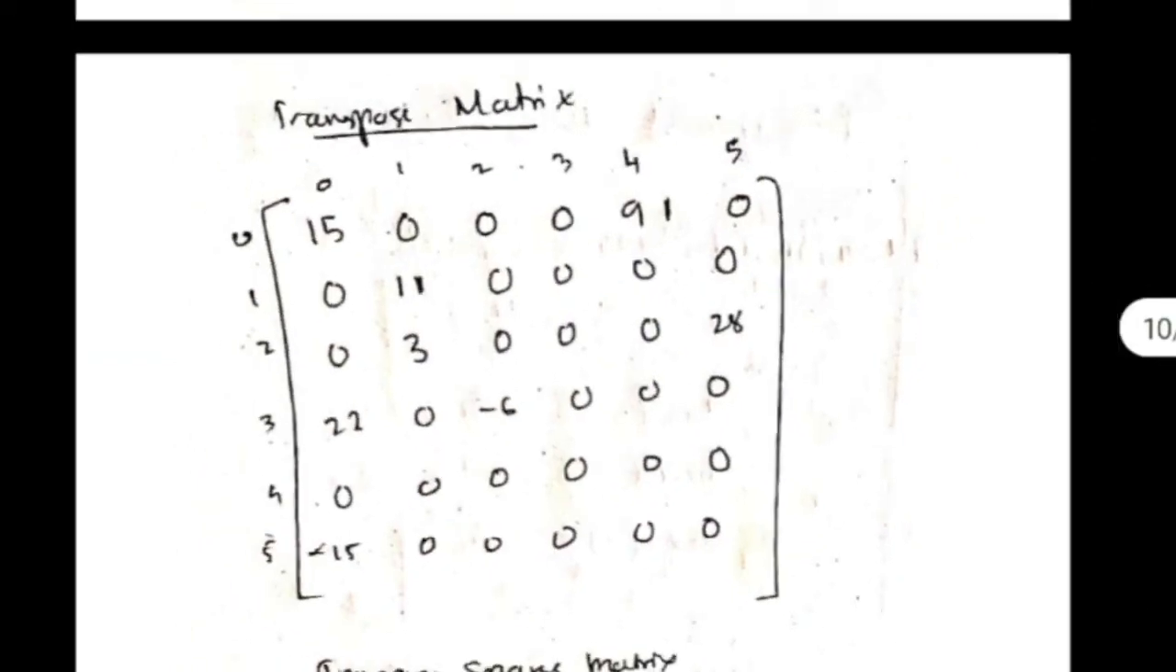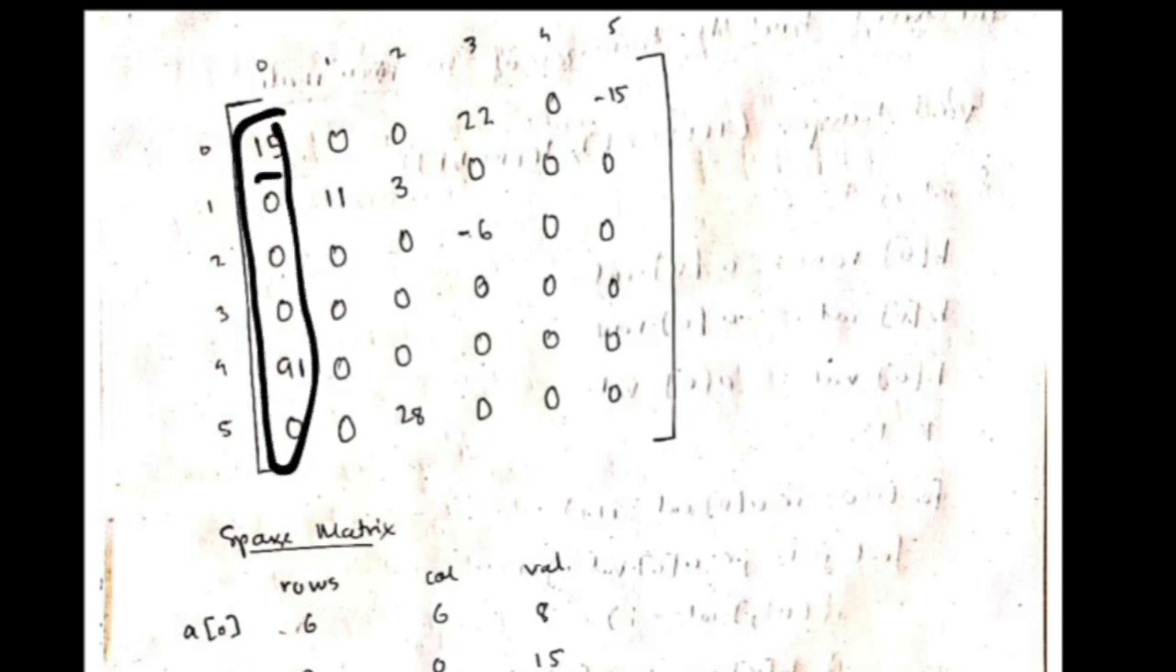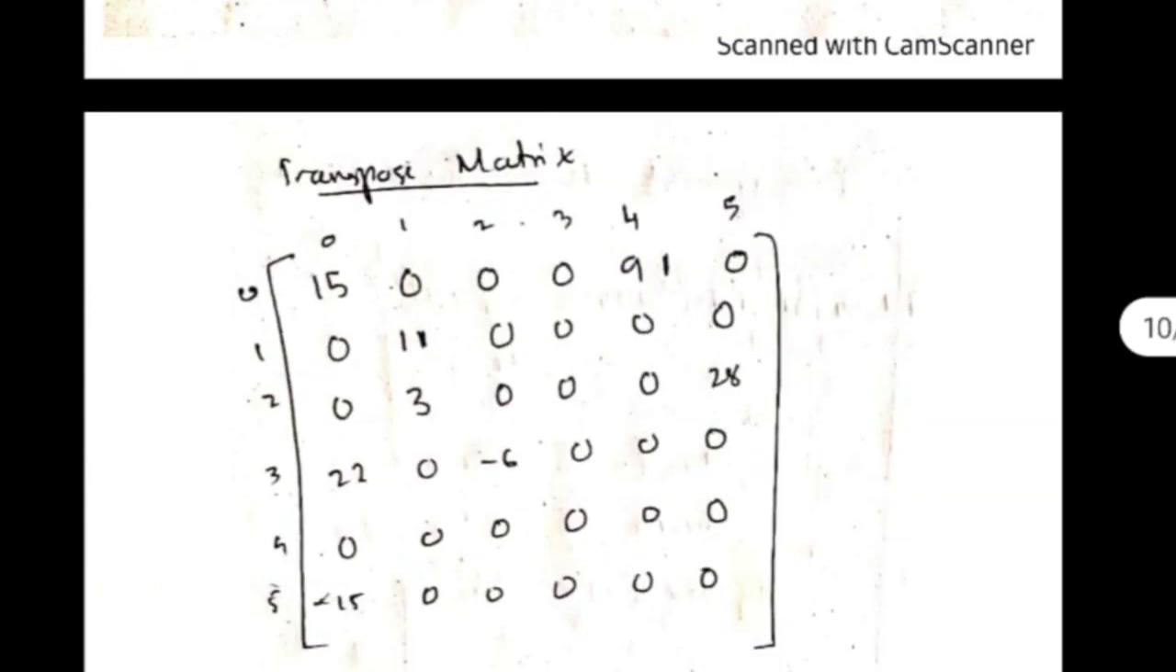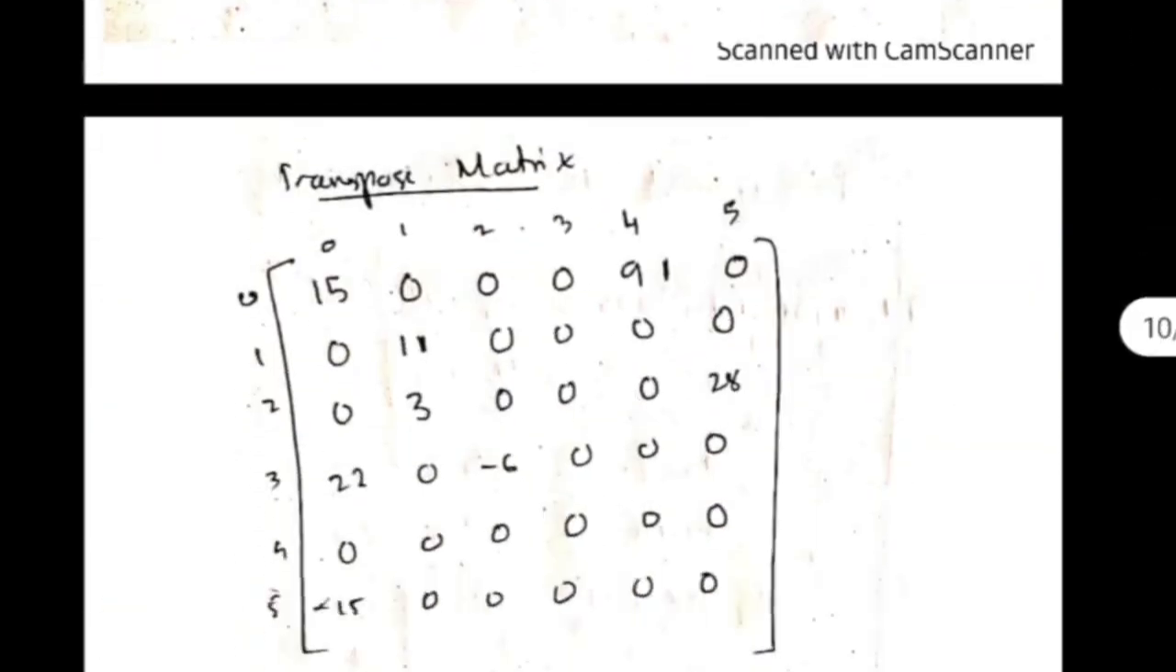Okay, transpose means, see here, this is the matrix here. If you want to find the transpose of a matrix, what you will do, first you will take all these elements in the first column, that will be stored as a row. Means in the first row you will have all these elements, 15, 0, 0, 0, 91, 0. Okay, so see here, this is the first row. In the second row you will have all these column values. Okay, this will be stored as the second row.